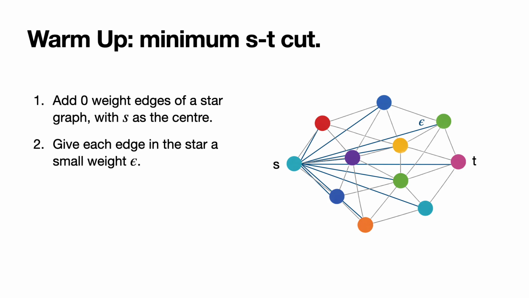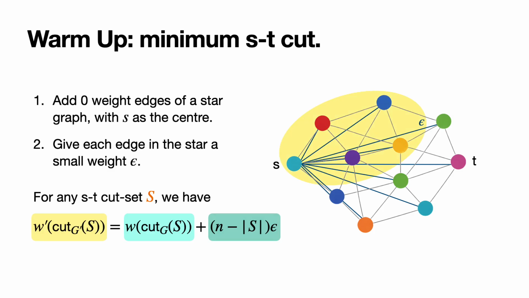Good. Now, for any ST cut set S, this is the weight of the cut, right? We have the cyan part, which is the weight of the cut in the original graph. And then we have this other part, which is essentially the weight of the new edges, right? The edges from the star graph. And just note that the first part is minimized when S is a minimum cut of G. And the second part is minimized when the size of S is maximum.